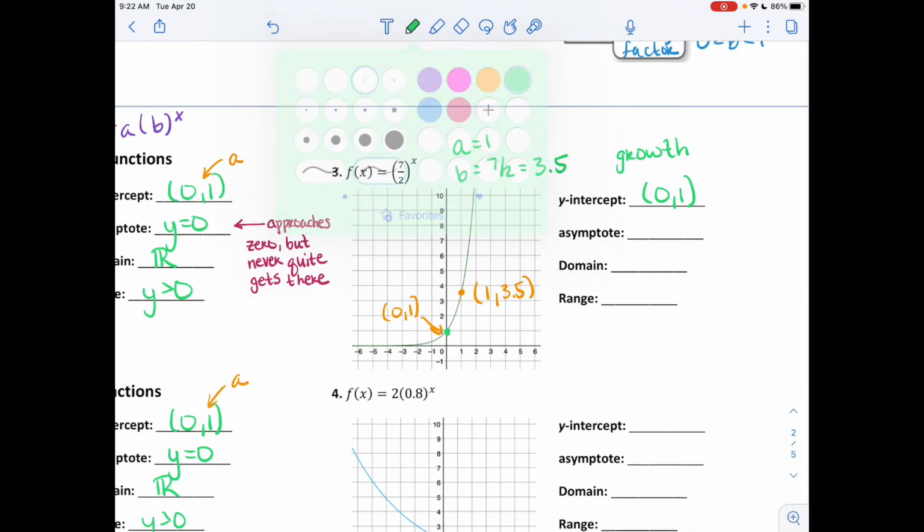Our asymptote, we are still never crossing the x-axis or the y = 0 line, so our asymptote is the same. Domain has not changed. Our graph might be slightly steeper than it was before, but it's still generally headed towards the right, towards positive infinity. And because of the asymptote, our range is still y greater than 0.